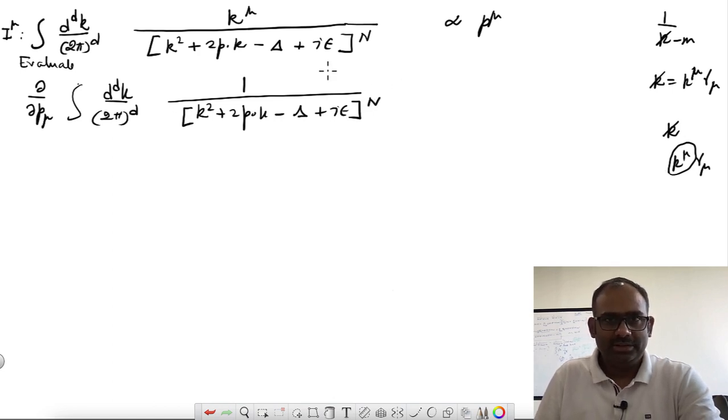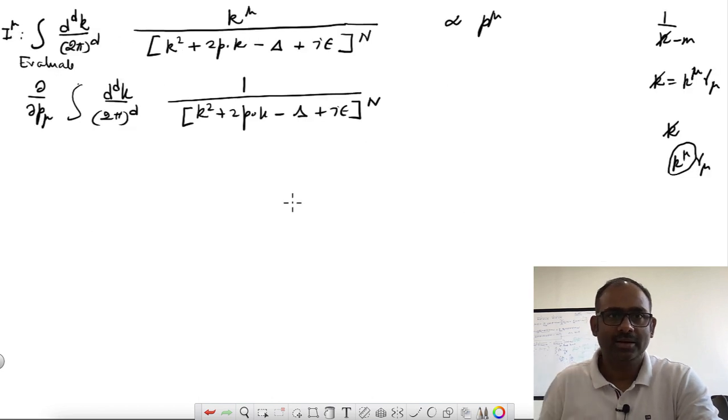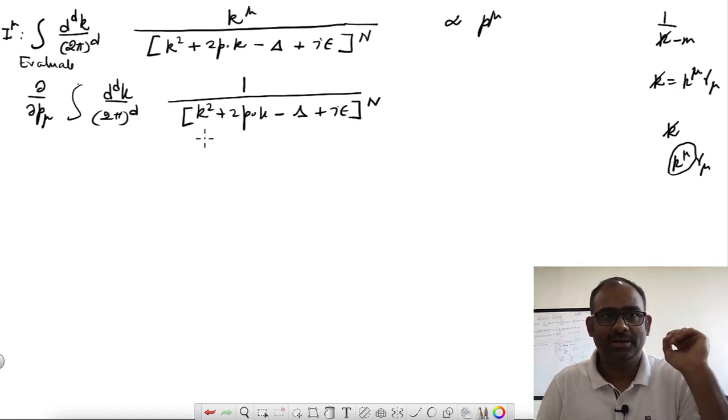Okay, so this integral, what I have here in this line, this we already know, right? We have already evaluated this one. So that is known. I can take a derivative with respect to p mu. So I take the expression and take the derivative, so I can do that easily. But now let's see what it generates when I do this integral.